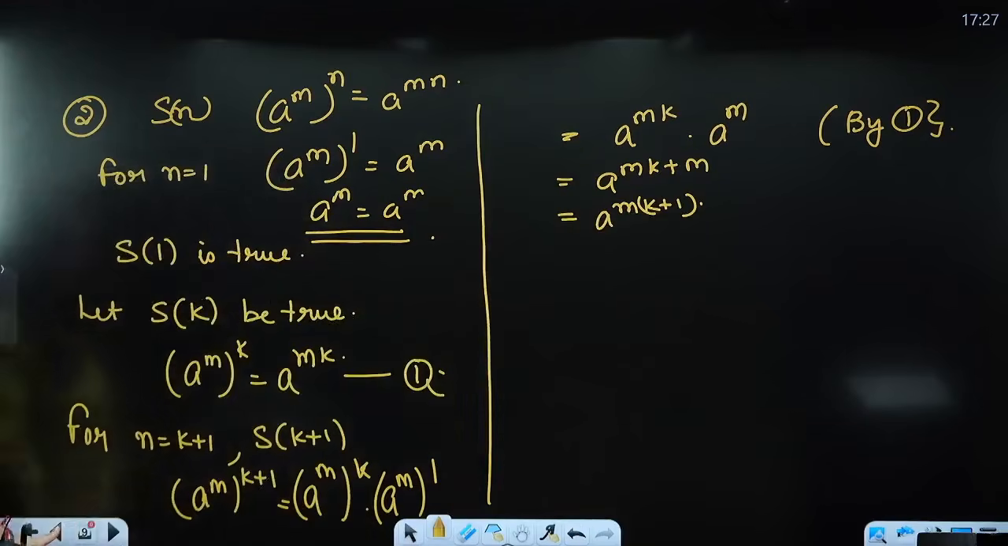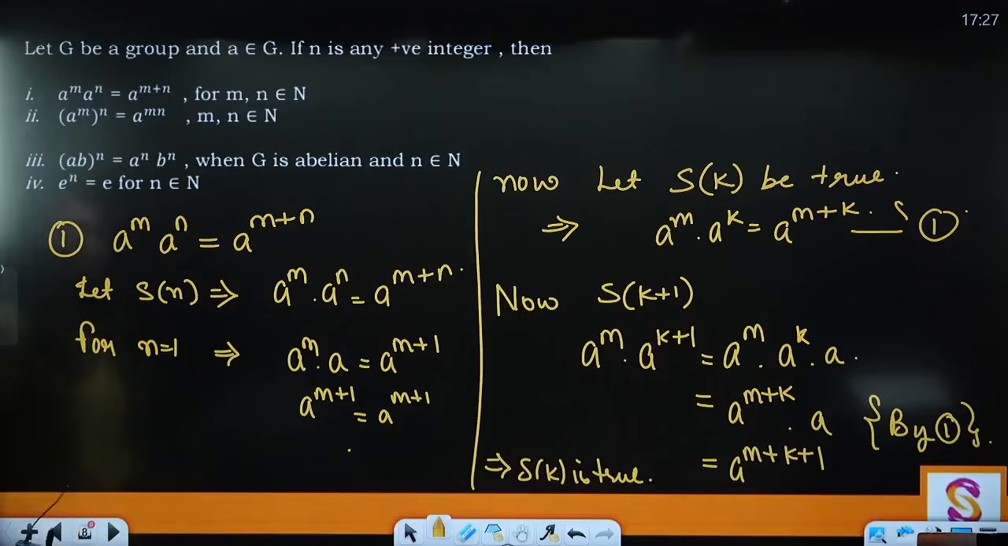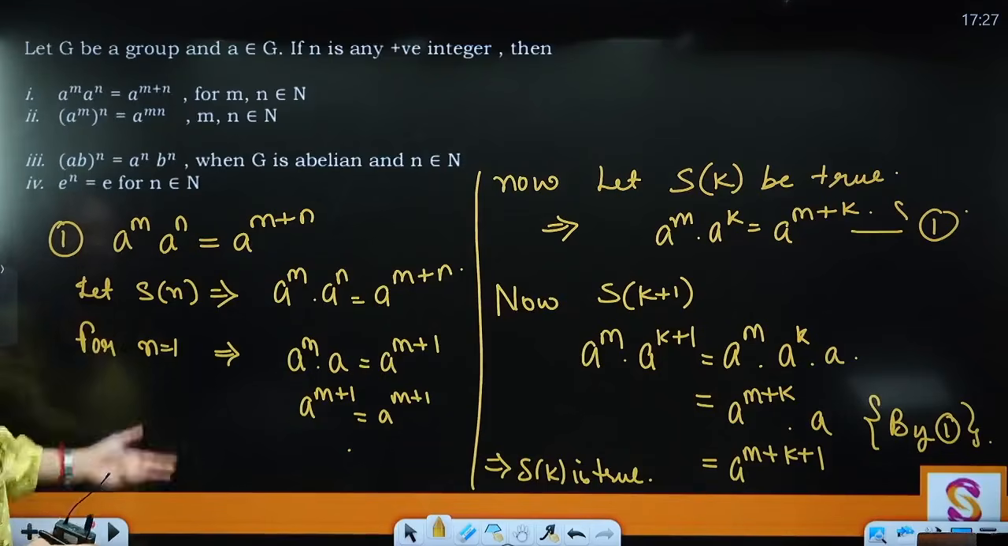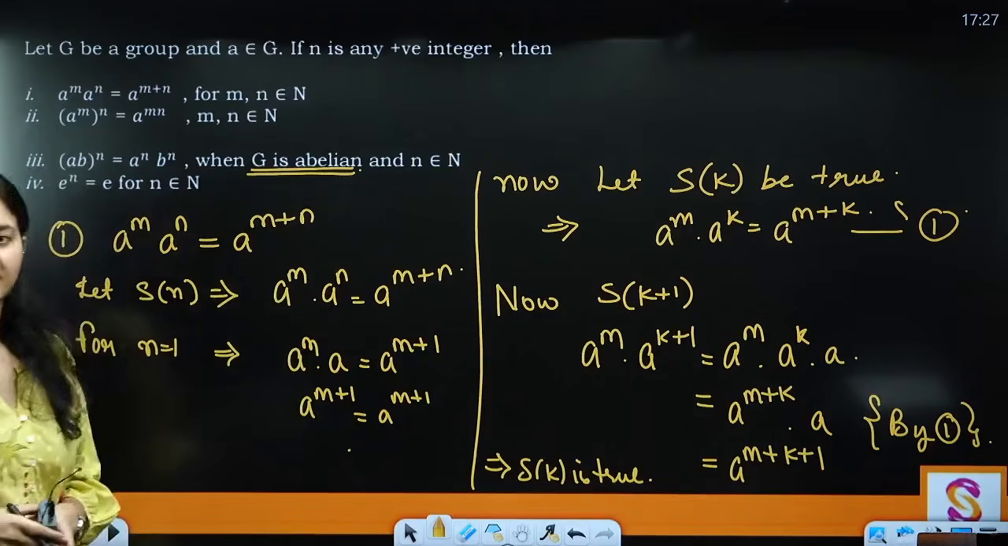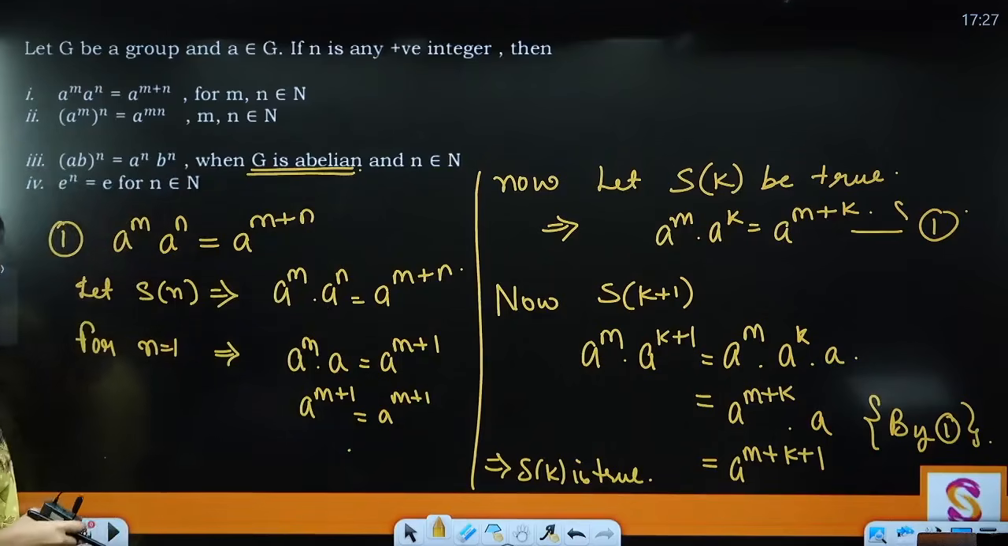Let's take the next one, that is (ab)^n = a^n · b^n, where G is abelian. Okay, so we have to keep in mind that G is abelian.